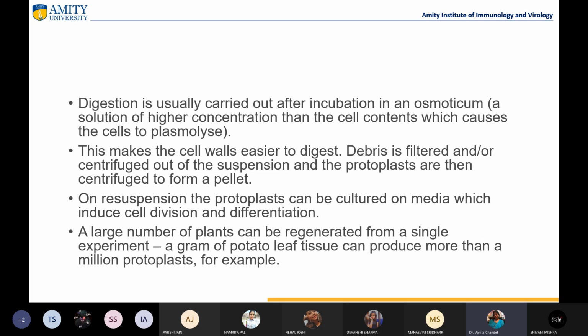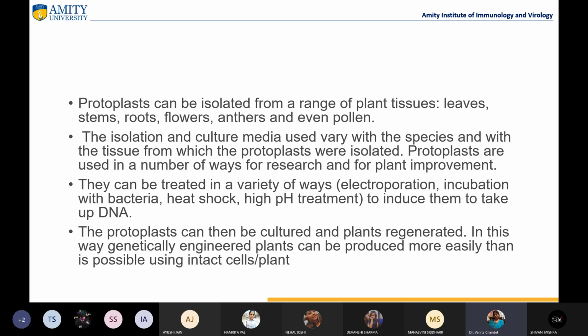For example, a gram of potato leaf tissue can produce more than a million protoplasts. See how easily and how quickly we can multiply the plant from a very small amount of starting material. This is why this is useful, right? Protoplasts we can isolate from a number of plant tissues. We can use roots also. We can use flowers, roots, or even the anthers or the pollen also, right?